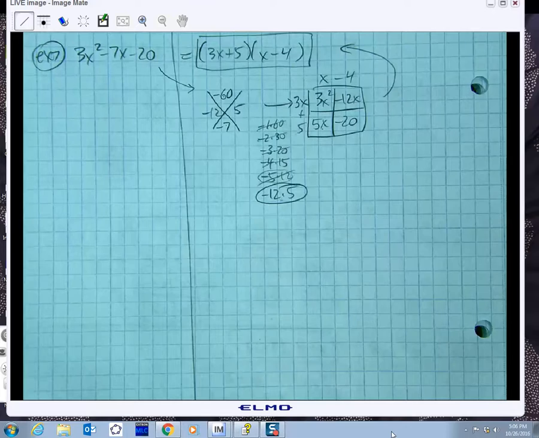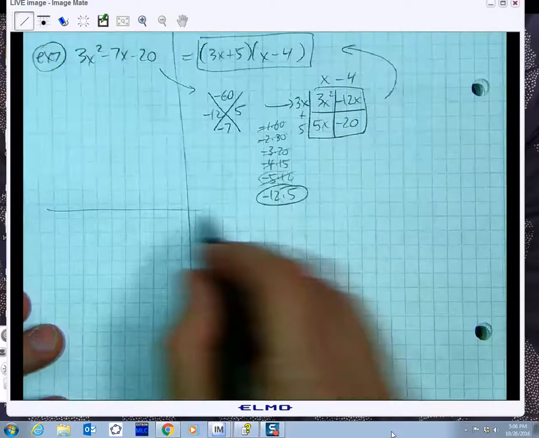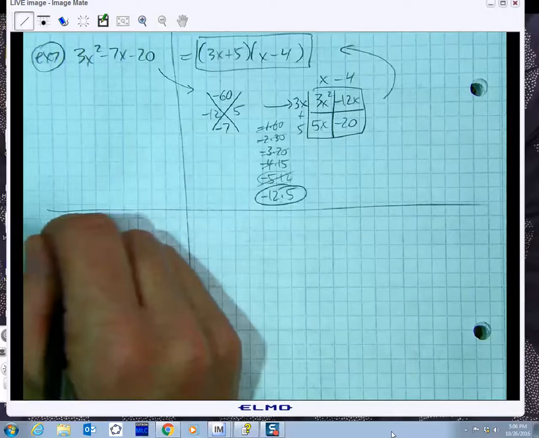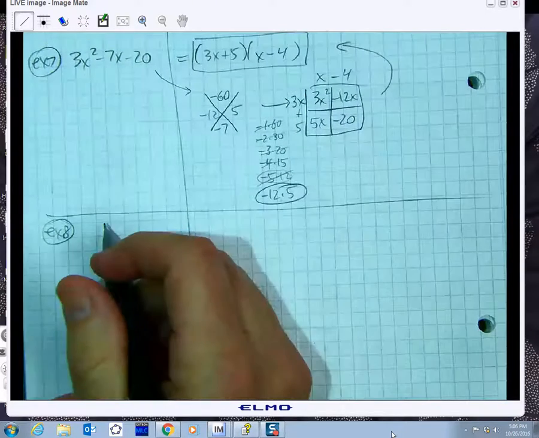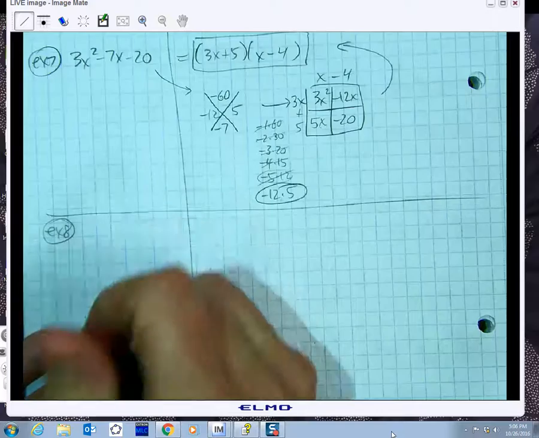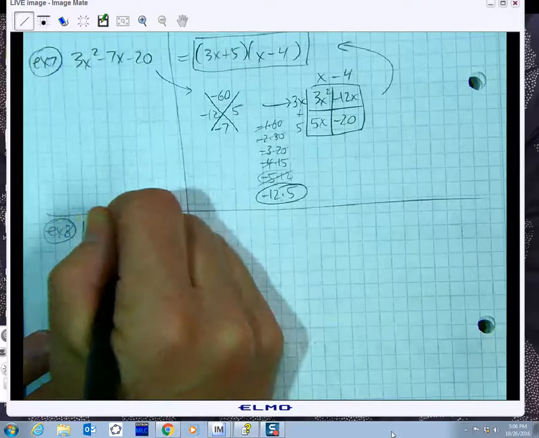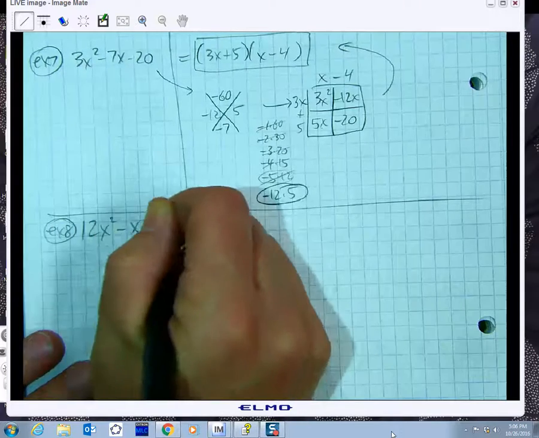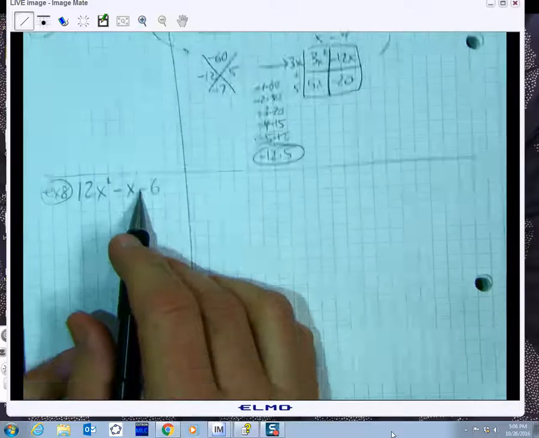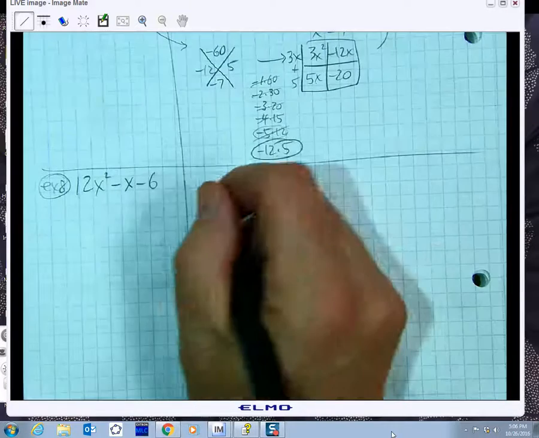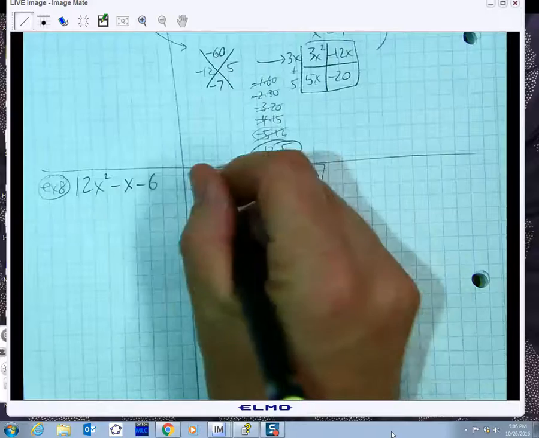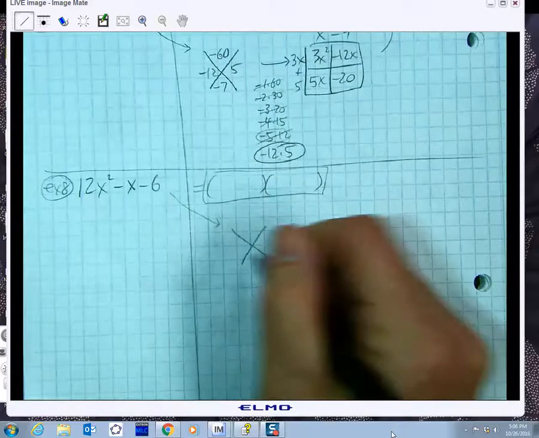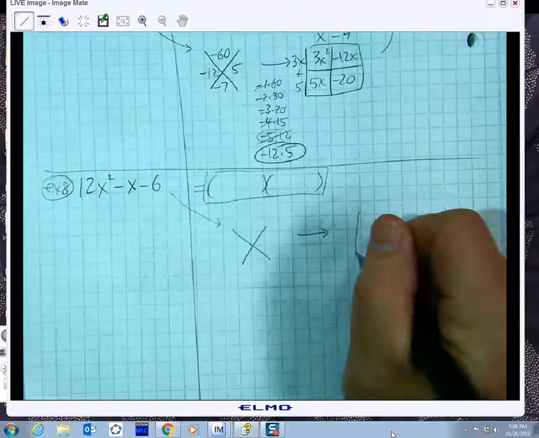All right, last one. Then we'll let you practice this and do some other things for classwork and homework. This one's kind of interesting looking: 12x squared minus 1x minus 6. Strange. The answer will go here, but we're going to go to the diamond, to the box, back to the answer.